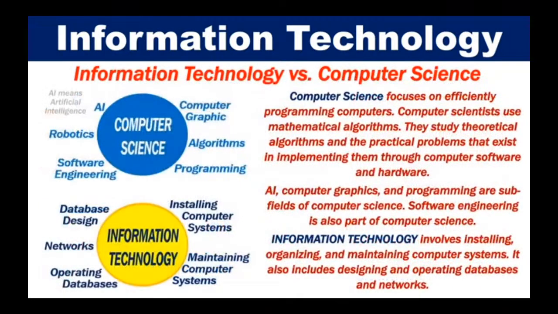What is the difference between information technology and computer science? Computer science focuses on efficiently programming computers. Computer scientists use mathematical algorithms. They study theoretical algorithms and the practical problems that exist in implementing them through computer software and hardware. AI, computer graphics, and programming are subfields of computer science. Software engineering is also part of computer science.